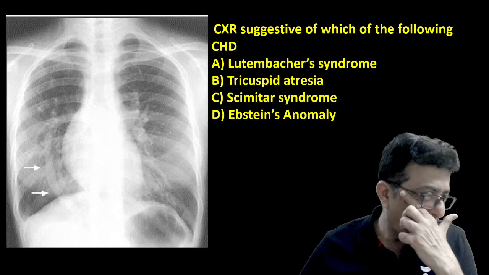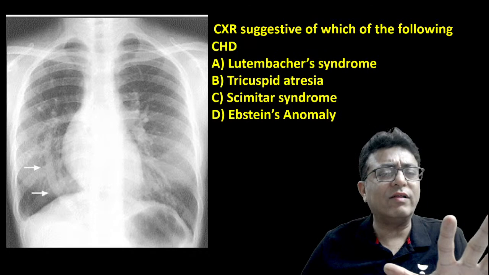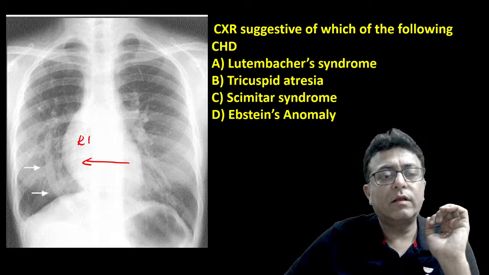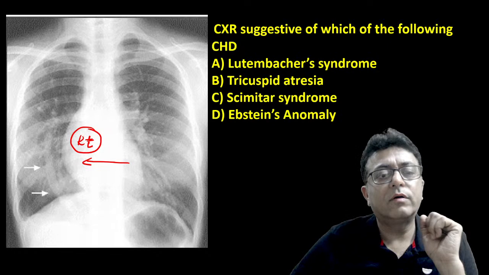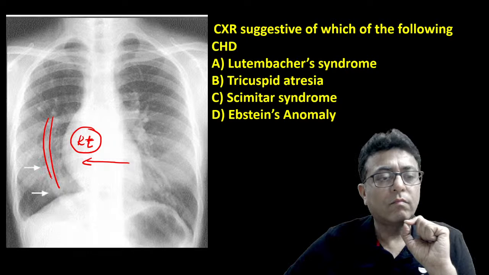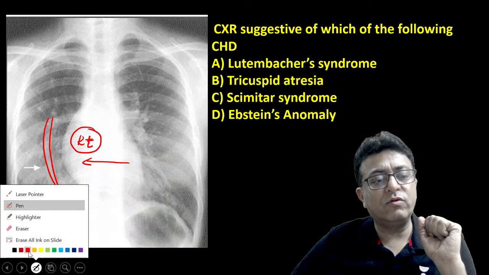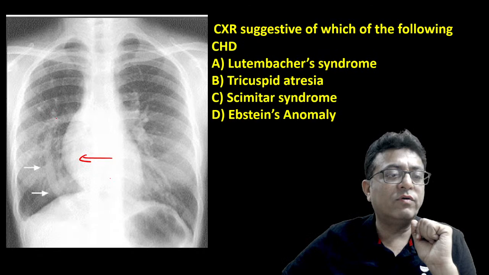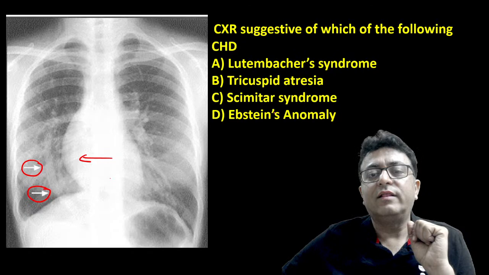Answer this. If you saw this once, you can answer. Else, you can't. Hint, heart is shifted to right side. Now, have you noticed this channel here, with the arrow? Have you noticed? Now you noticed. Heart shifted to right side, and you will find this channel on X-ray. This is Scimitar syndrome.